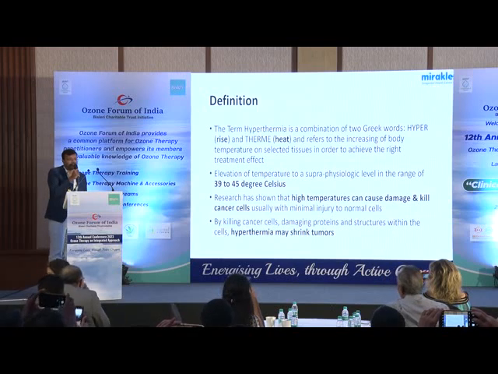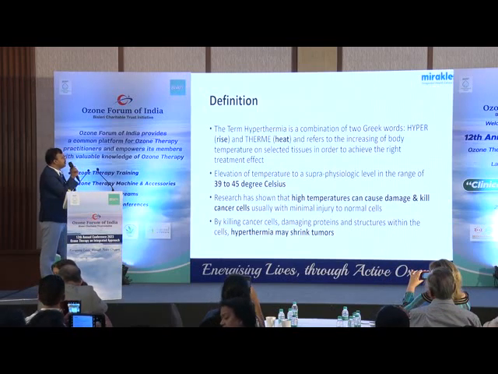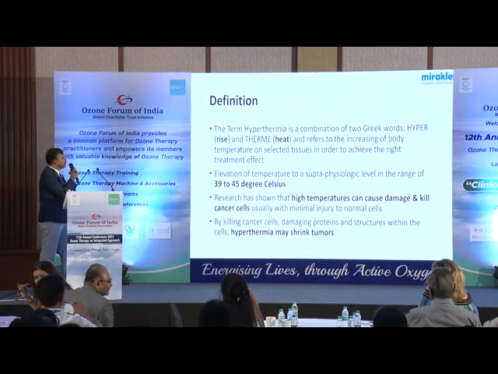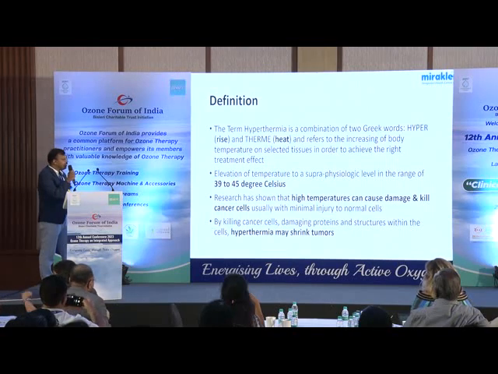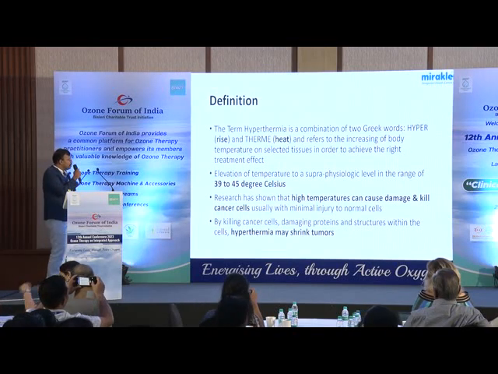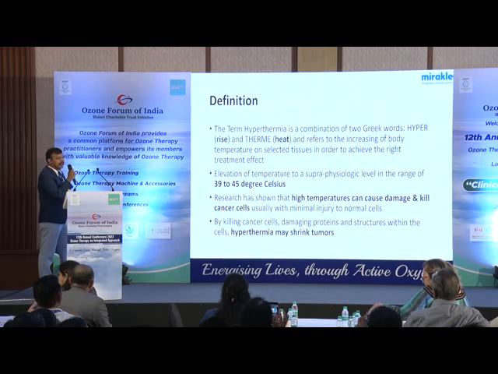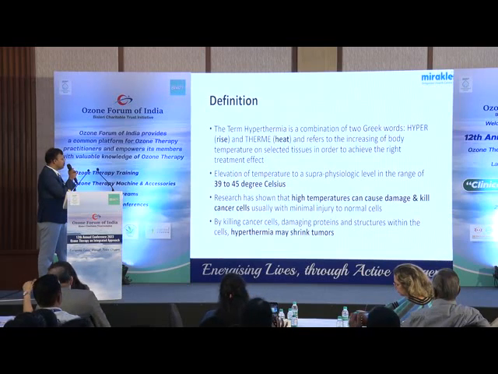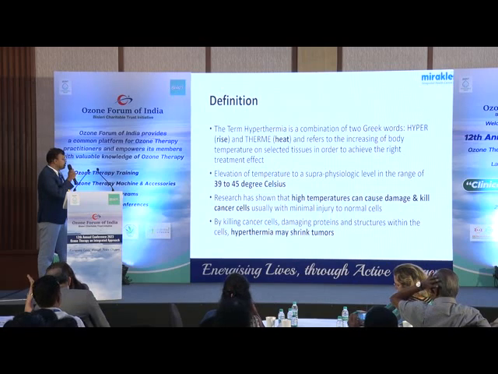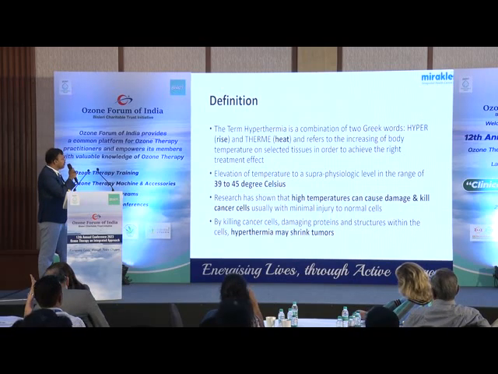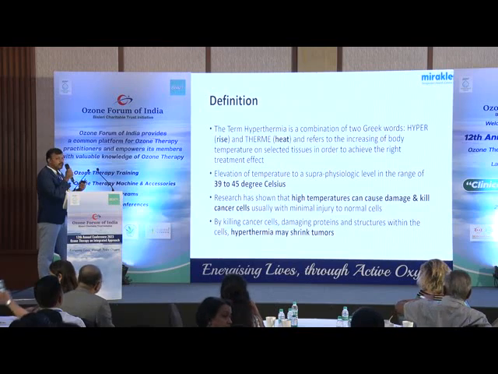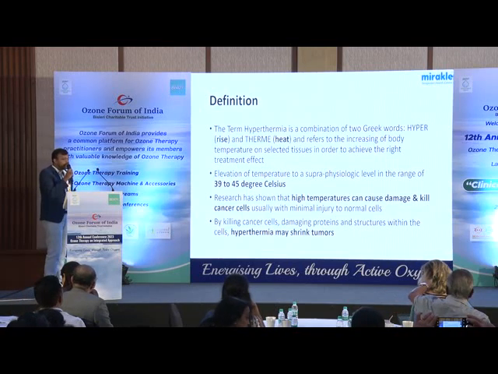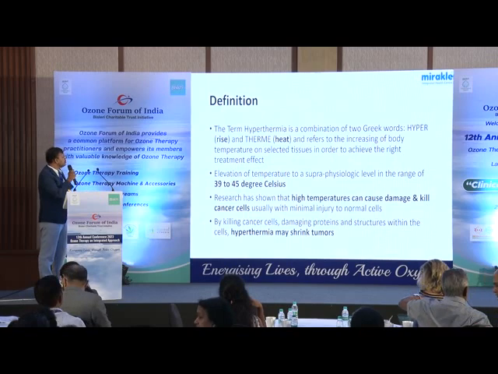So let's start with the definition of hyperthermia. It's a Greek word meaning increasing the body temperature on selected tissues in order to achieve the right treatment effect, in the range of 39 to 45 degrees Celsius. A lot of research papers have shown that high temperature can damage and kill cancer cells with minimal injury to the normal cells. What is the mechanism behind hyperthermia? The damaged cells release antigens to be engulfed by the natural killer cells to shrink the tumors.